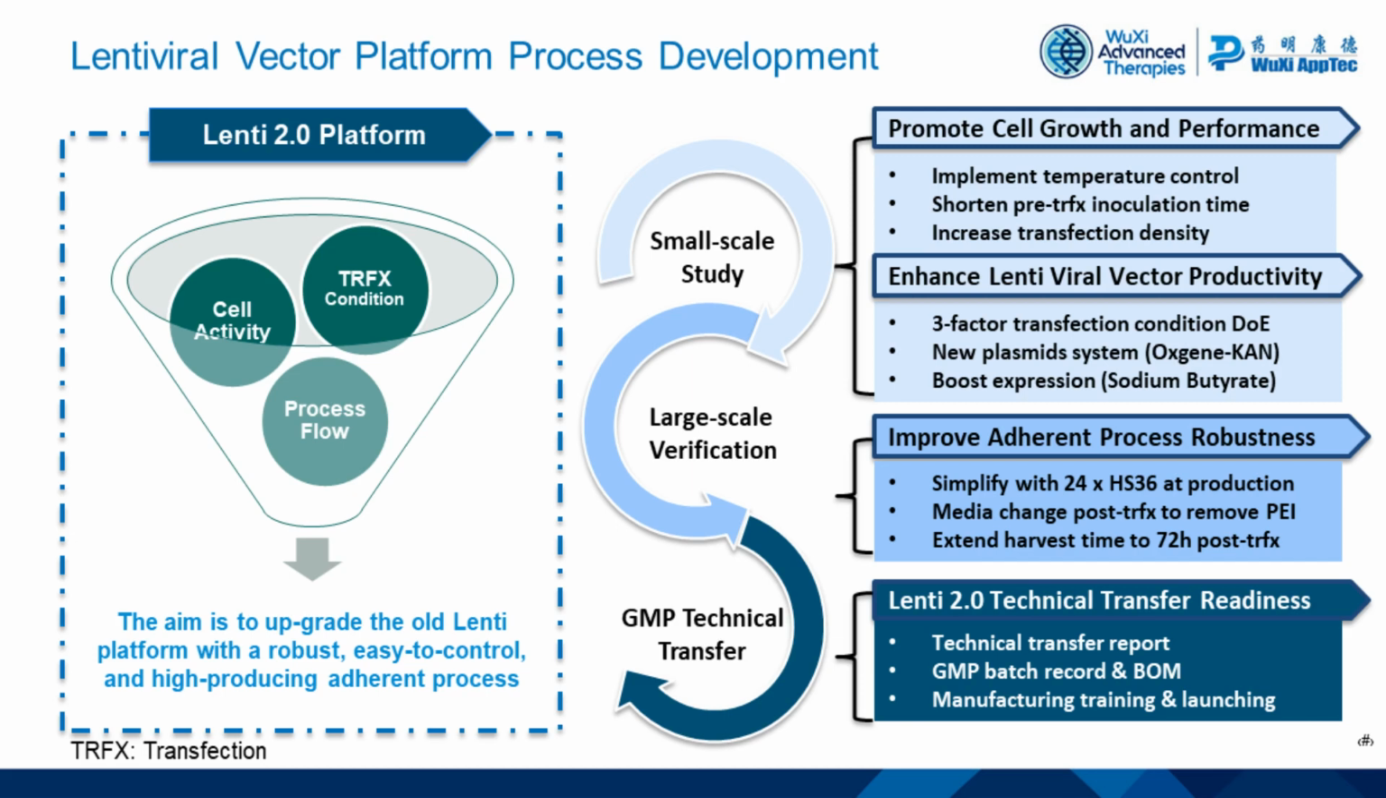At the beginning, the process optimization was conducted at small scale, primarily focusing on, firstly, promoting the cell growth and performance, like implementing robust temperature control and shortening the pre-transfection culture duration. Secondly, enhancing the viral productivity, such as transfection condition DOE, bringing in a new plasmid system, and introducing expression booster. Then, the new cell culture process was verified at a large scale with more process control, like medium exchange post-transfection.